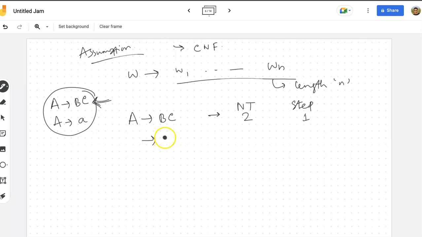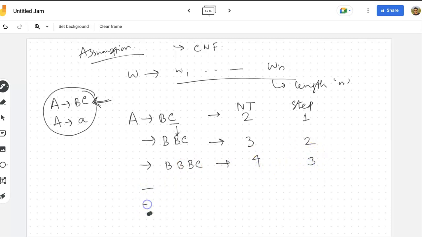Maybe B goes to BC again. I'm just assuming there is a rule from one of the non-terminals to another 2 non-terminals, and we replace it with this. Now how many non-terminals are there? There are 3 non-terminals. And how many steps? 2. Again we can do the same thing, replacing one of the non-terminals with another 2 non-terminals. So now the non-terminal count is 4, and the steps are 3.